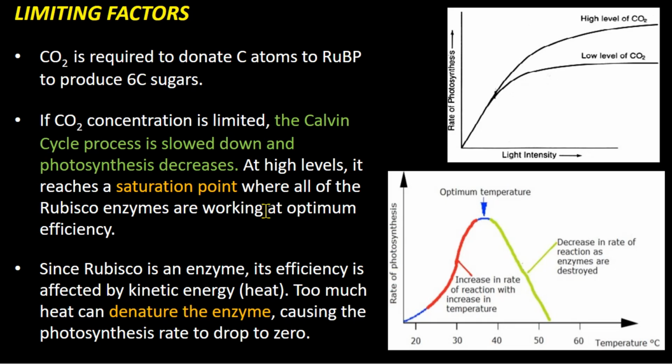So since Rubisco is an enzyme, and we know some about enzymes, and enzymes have active sites which fit substrates, and they can be warped or permanently altered or denatured due to heat. If you were to increase the temperature too much, its efficiency would be affected. So too much heat can denature the enzyme, and that would cause the photosynthetic rate to drop to 0.